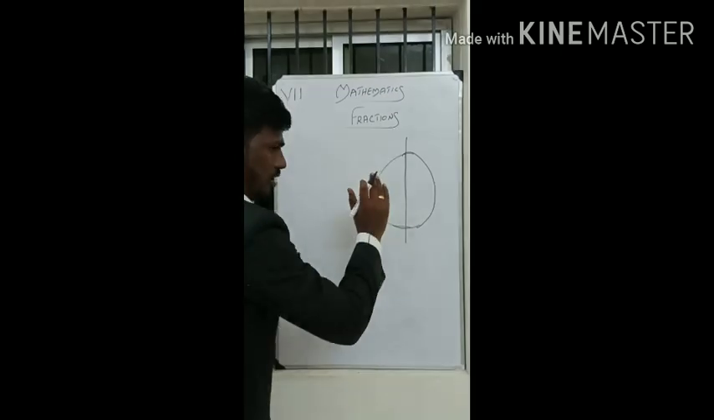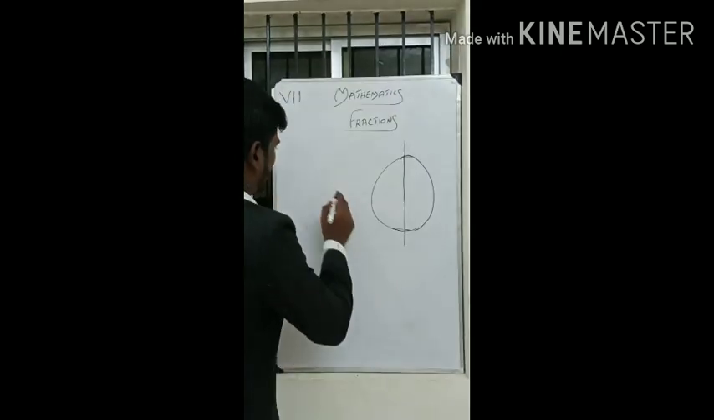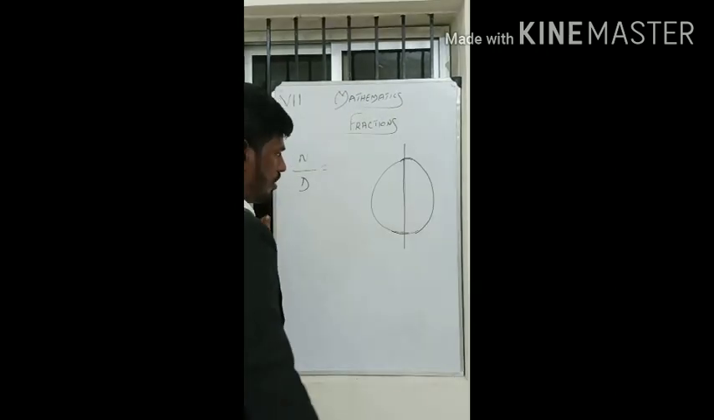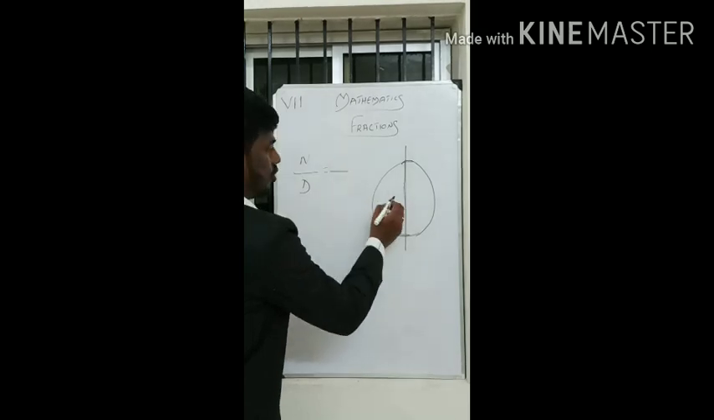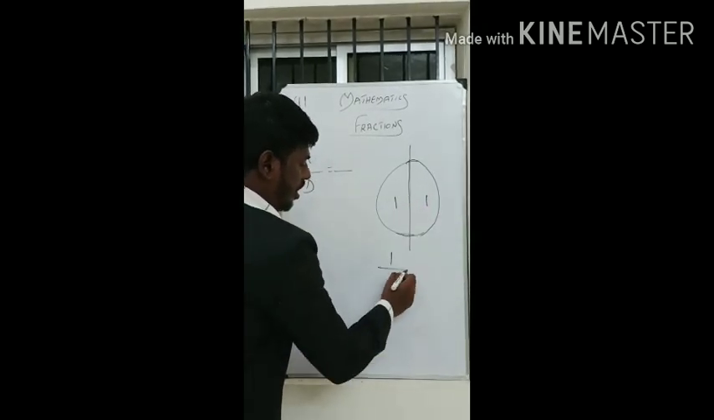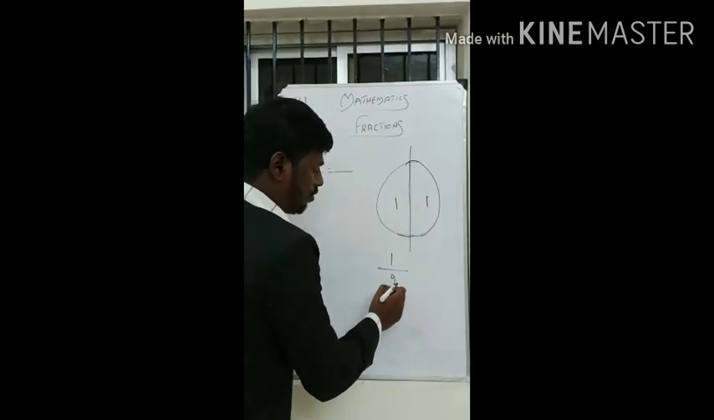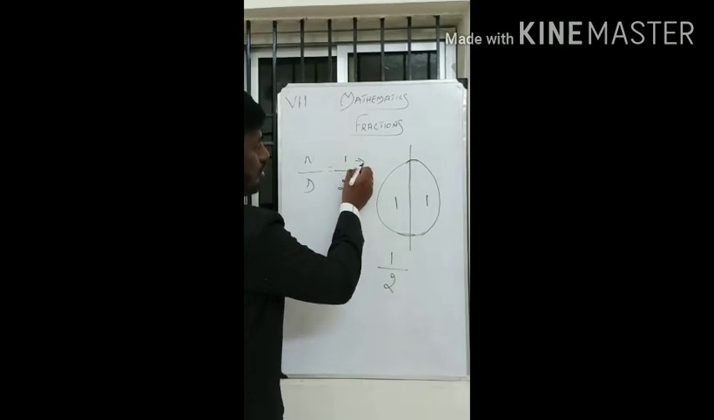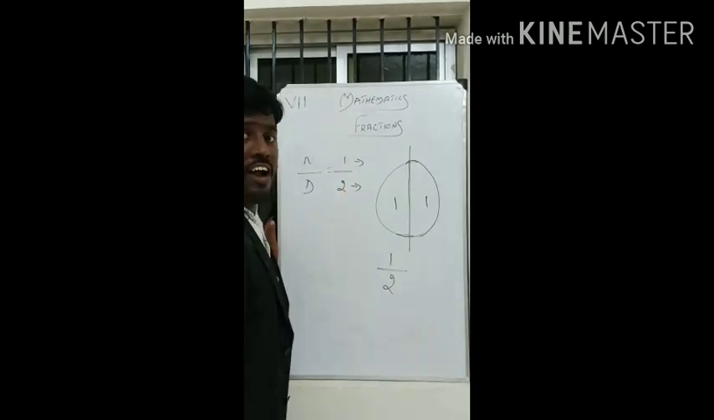Fraction is represented as a numerator and denominator. How can I write it? Each one gets 1 piece. That means I myself will get 1 piece out of 2. This is 1 by 2, this 1 is the numerator and 2 is the denominator.